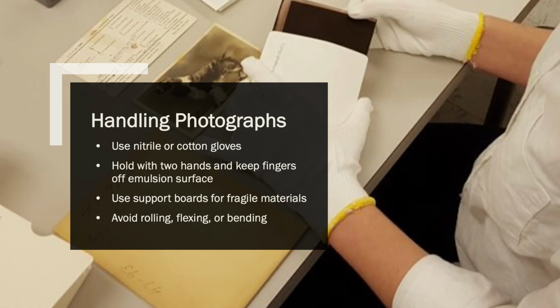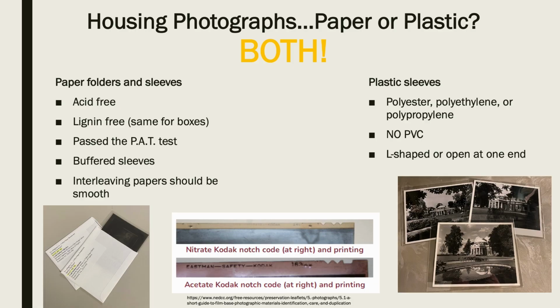Hold prints and negatives with 2 hands and keep fingers off the emulsion surface. Use support boards for fragile materials. Avoid rolling, flexing, or bending prints and negatives. When housing photographs, should you use paper or plastic? Use both, depending on the format. For film negatives and oversized prints, use paper folders and sleeves.